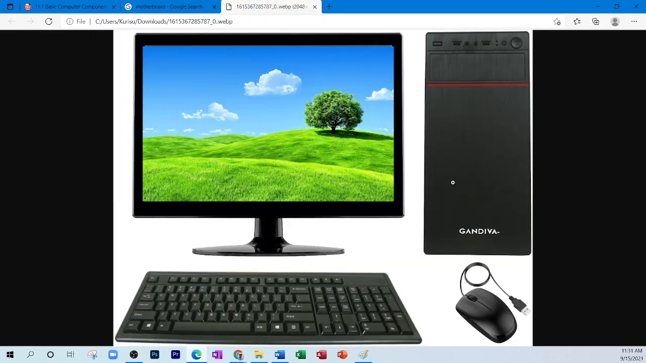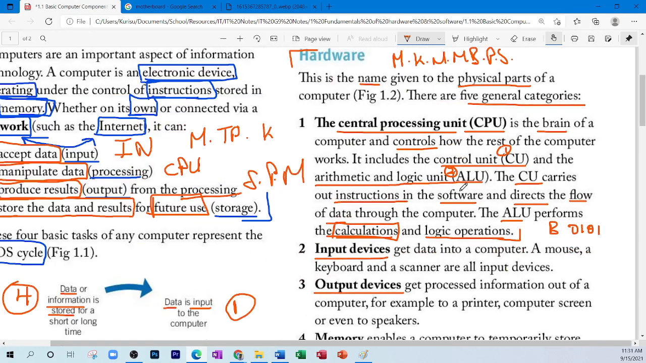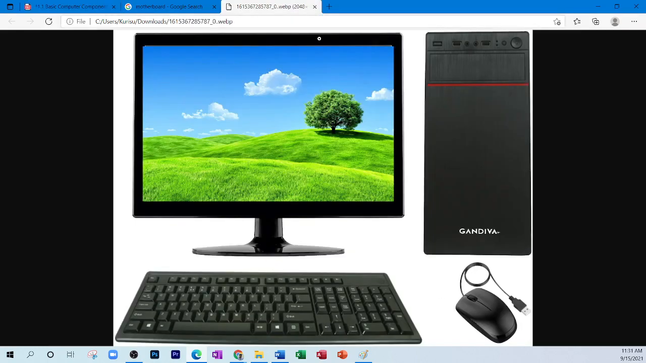But what you're seeing here, this is your system unit. The CPU is inside of this box that you are seeing here. So please remember that for future reference. Don't let me hear you ever say that this box here is the CPU. Please remember the difference. You're learning from now that this is not the CPU. This is the system unit.